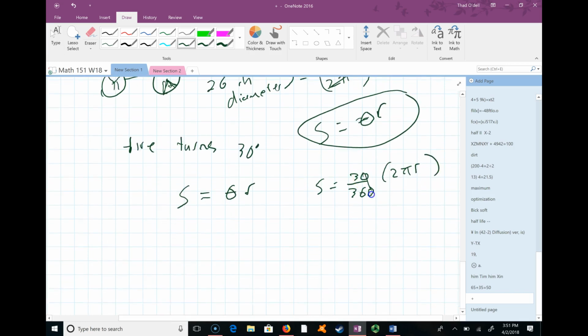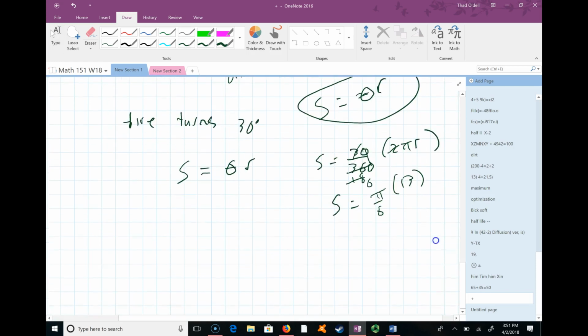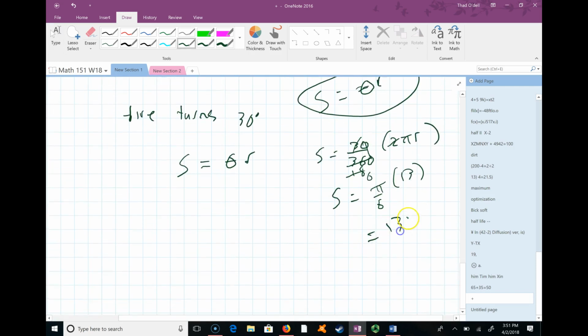And of course the zeros cancel out. S is equal to, let's see, 3 are going there 12 times, so that will cancel that, leaving 18. 3 will cancel that, leaving 6. And the radius, of course, the diameter is 26, so that means the radius is 13. So we end up with pi over 6 times 13. Or in other words, 13 pi over 6.